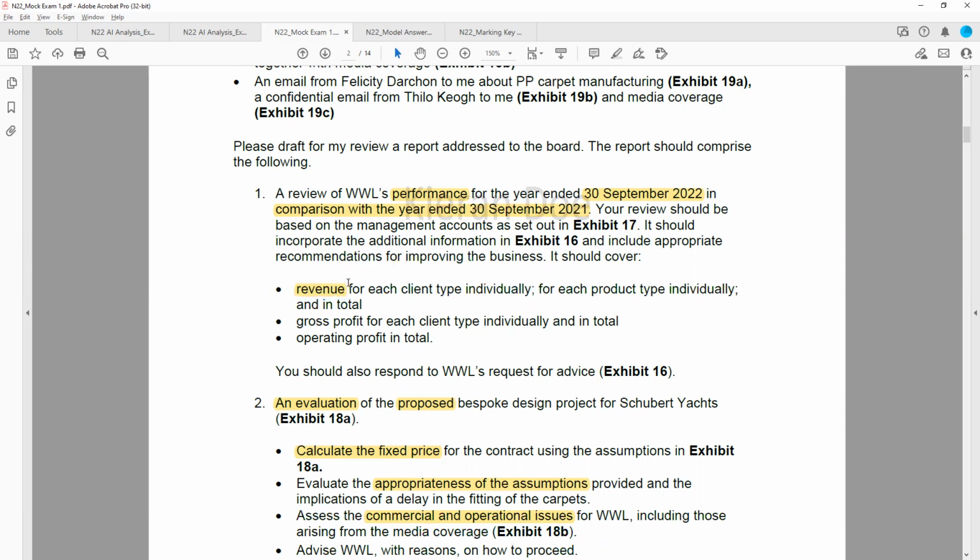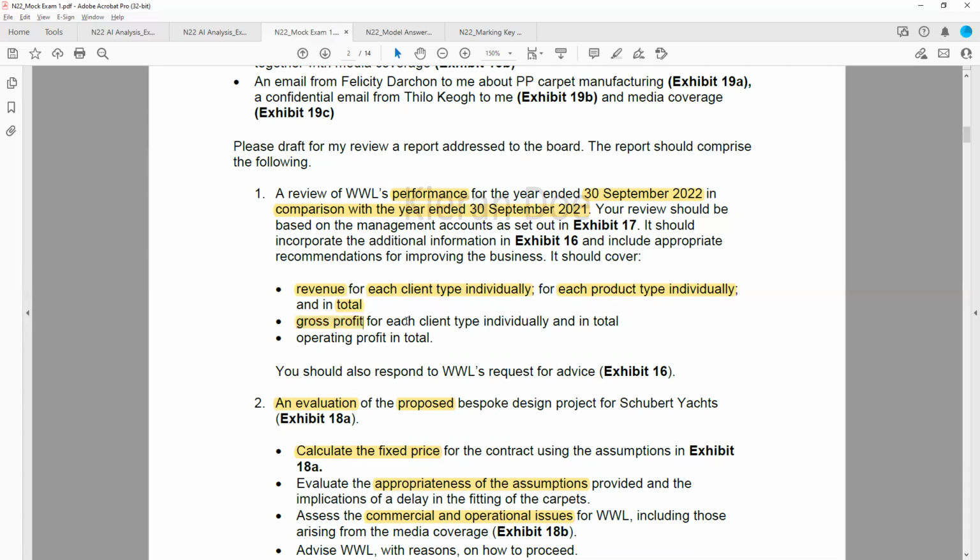So it should cover revenue for each client type individually, each product type individually, and in total. So that's quite important. When you do revenue, obviously we'll do it overall, but it's telling you to do each client type and each product type. Sometimes it might just say each client type, and therefore you wouldn't need to have it by product type.